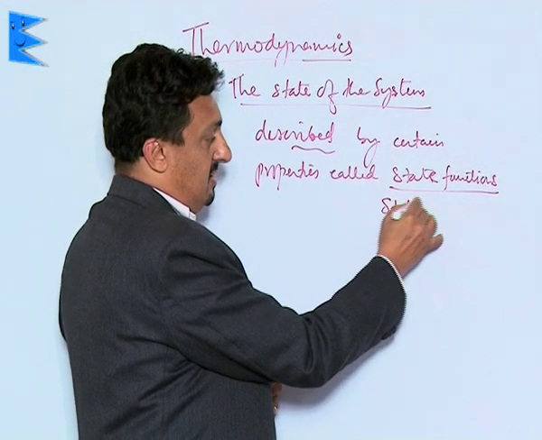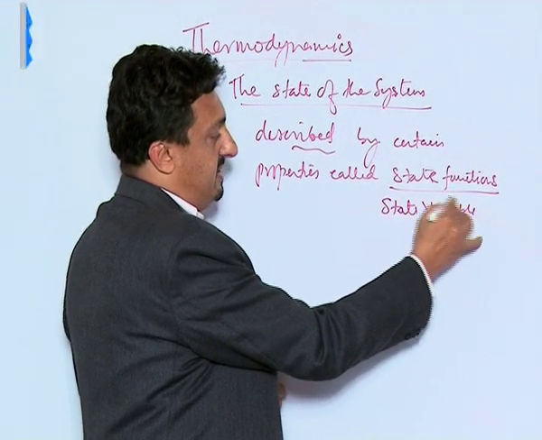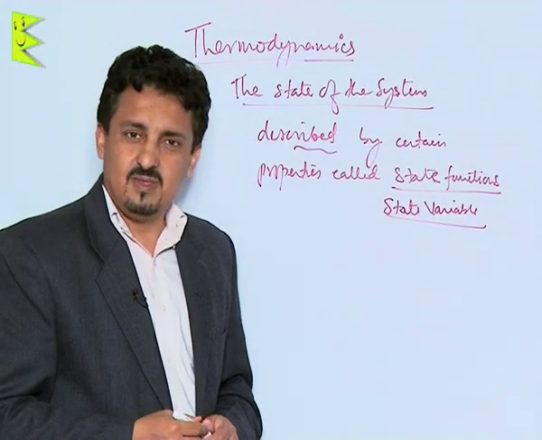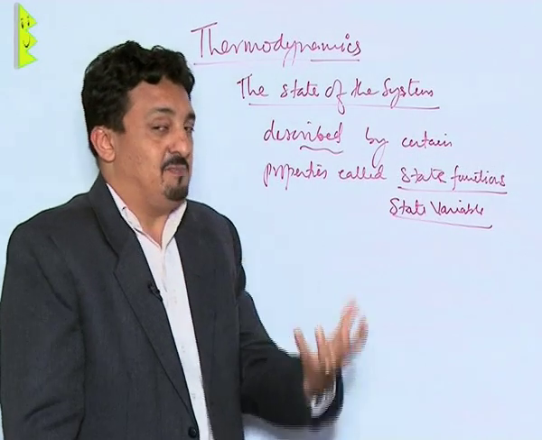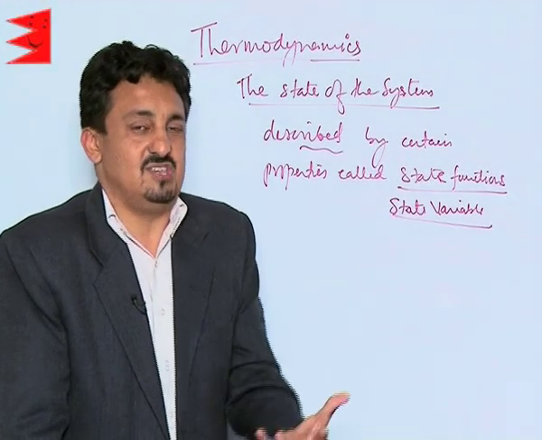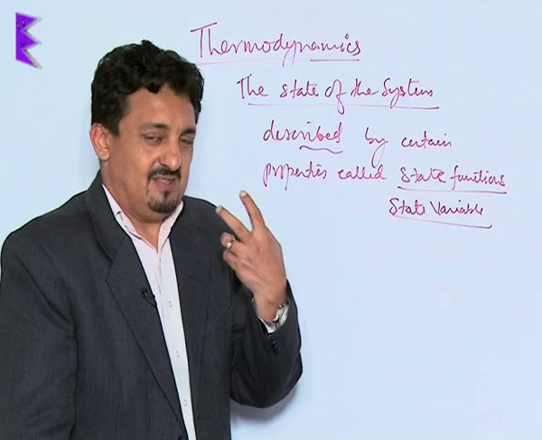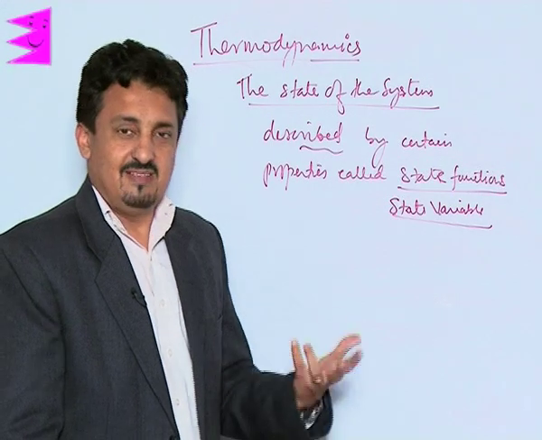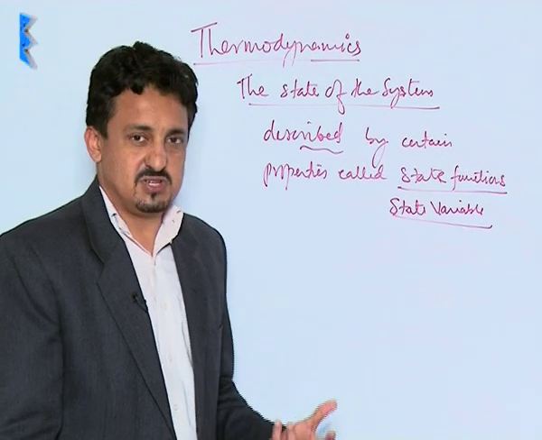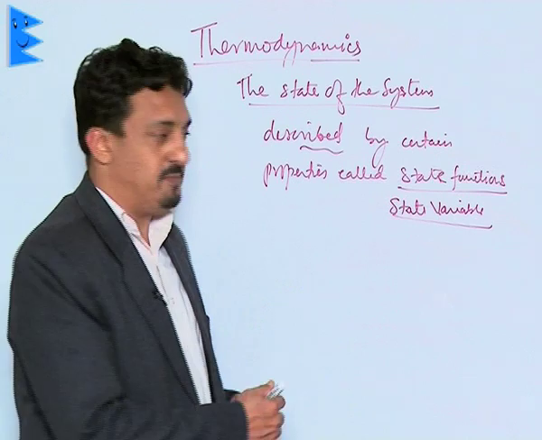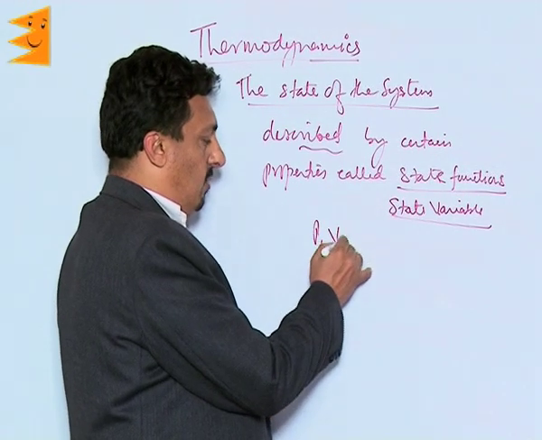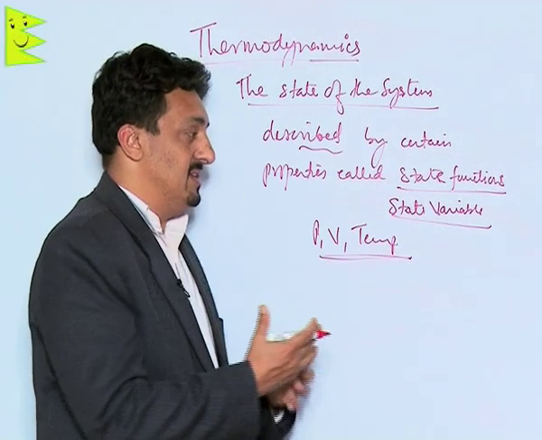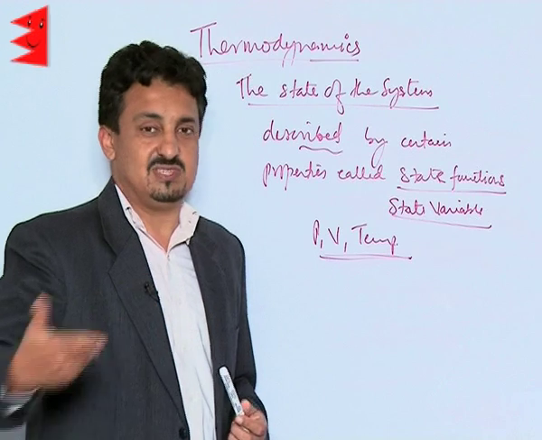What does it mean? These are the properties which change once the state of the substance or system is changed. Their values don't depend on what path is followed for that change, because basically their magnitude depends on the state of the system. That is why these are called state variables or state functions. They are also called macroscopic properties, and we include pressure, volume, temperature. These are called state variables because they change with the state of the substance.